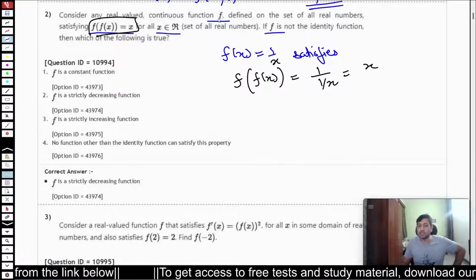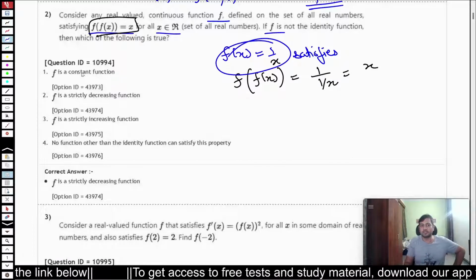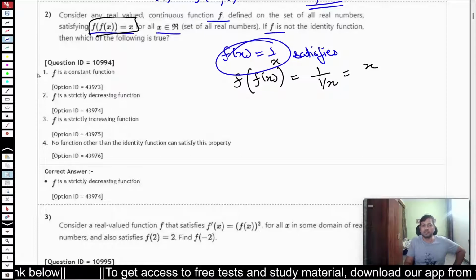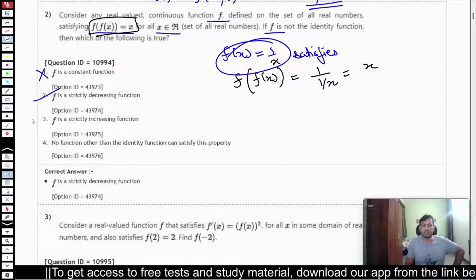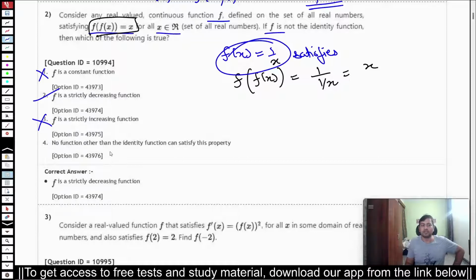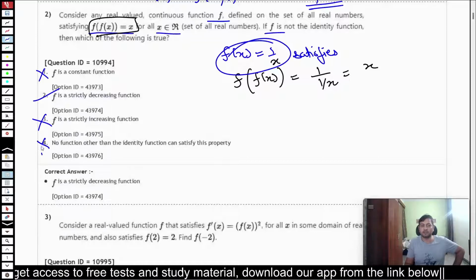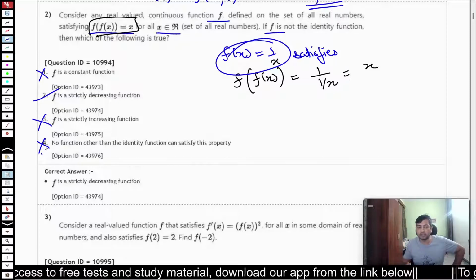अब बस मुझे ये देखना है कि f of x equals to 1 by x, it satisfies which of these conditions. So it's a constant function, no. Strictly decreasing function, yes. Strictly increasing function, no. No function other than the identity function can satisfy this property. So that is also no, because I have identified one such function.